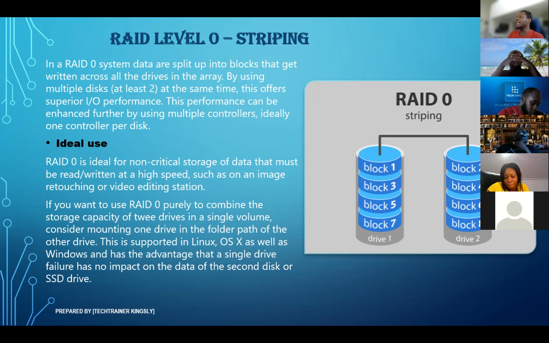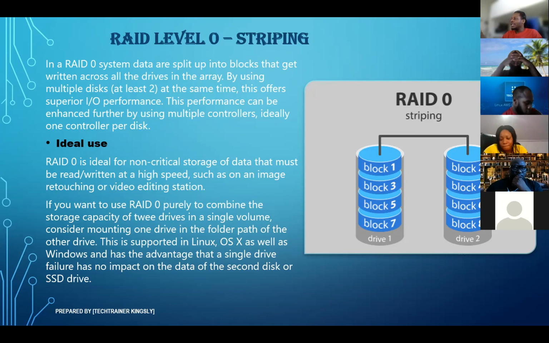It's for data that must be read and written at a high speed, such as image retouching or video editing. You can use RAID 0 because it has high read and write speed. It stores stuff just temporarily, almost like a RAM. It says if you want to use RAID 0 purely to combine the storage capacity of two drives in a single volume, consider it.